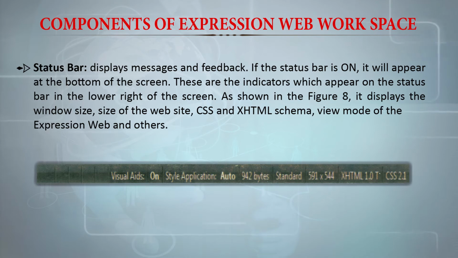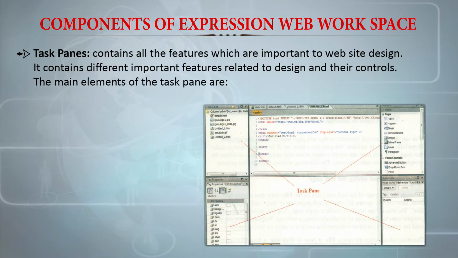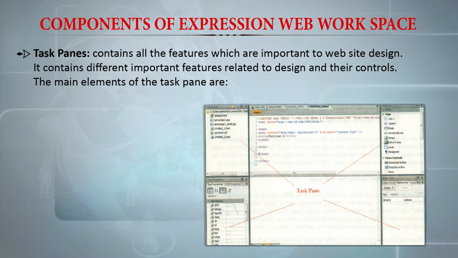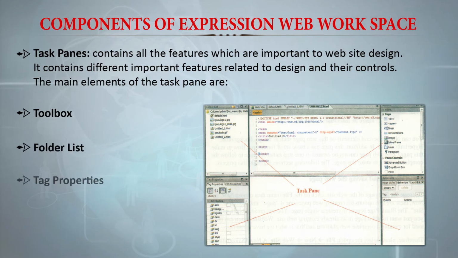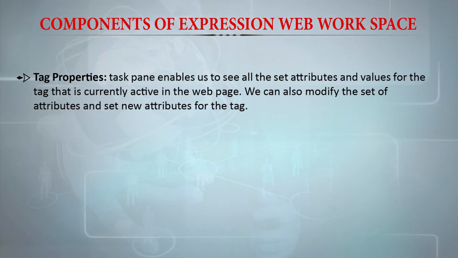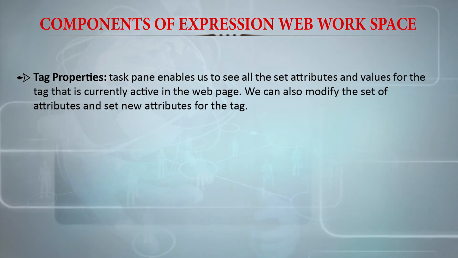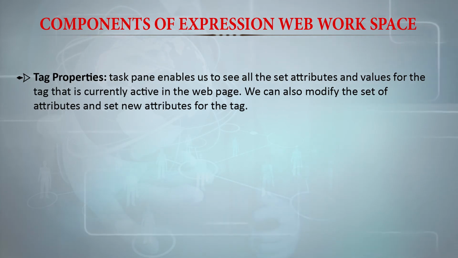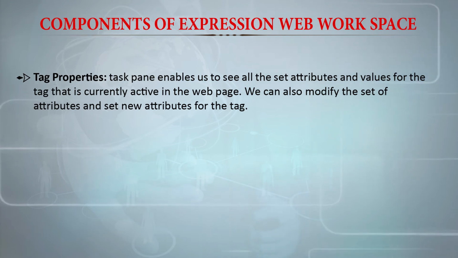and the others. So if we look at the task panes, they contain all the features which are important to website design. They contain different important features related to design and their controls. The main elements of the task pane are toolbox, folder list, tag properties, behaviors. So these are different elements of the task pane, and the tag properties pane enables us to see all the set attributes and values for the tag that is currently active in the web page.